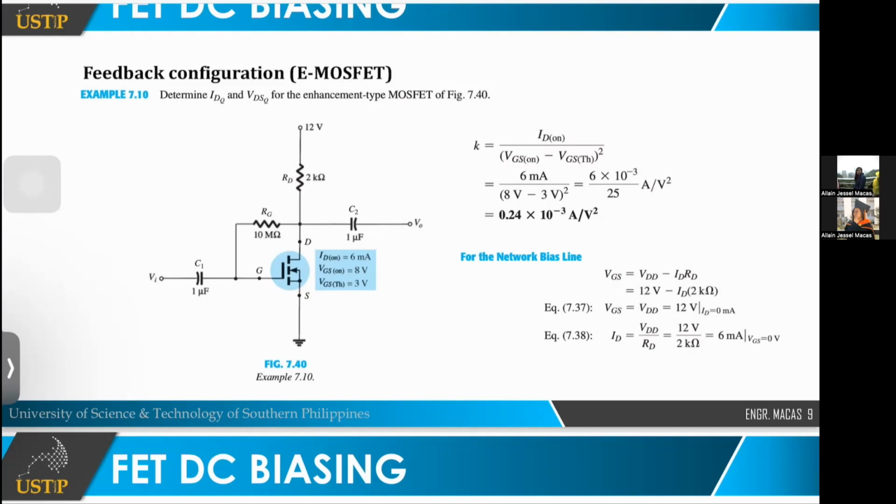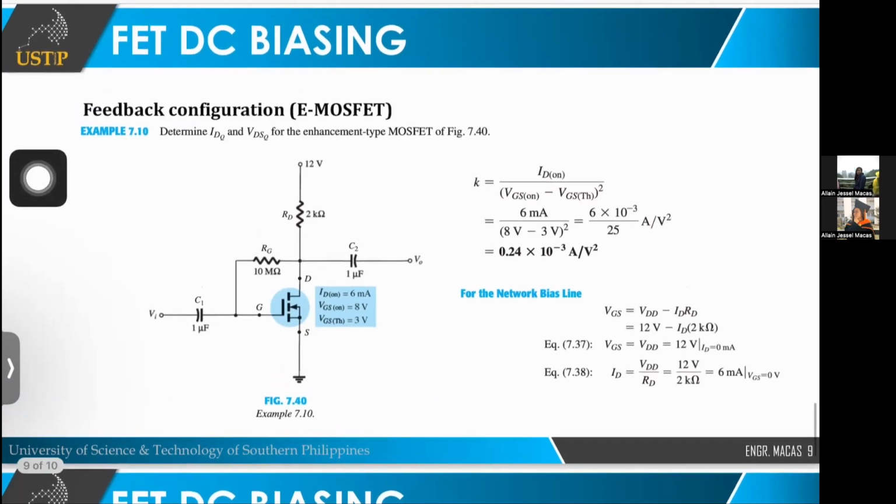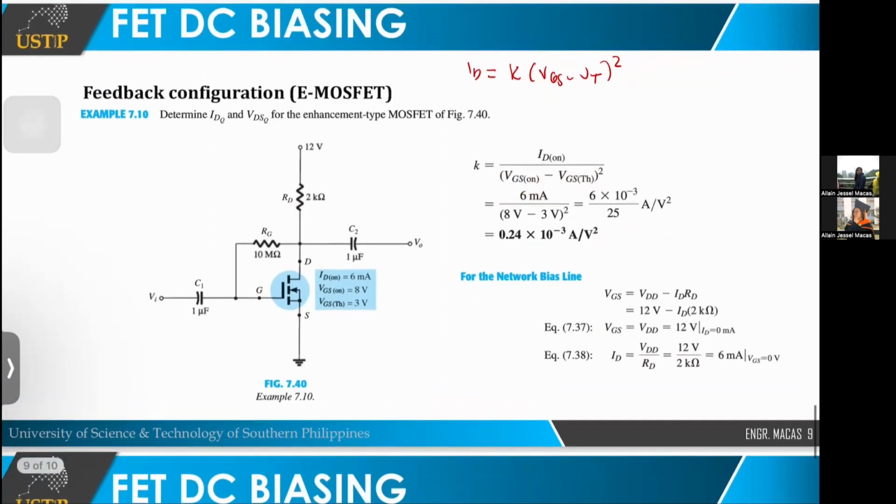Ato sa graphical kay mo matong na-discuss ka ganina sa D-MOSFET, no? So, ang iyang ibuhat class is getting the K. So, using the values of your ID on, VGS on, and VTH, you'll get the value of K. And then, of course, you will have a general equation of ID is K times VGS minus VT squared. Yeah, VGS. Okay.